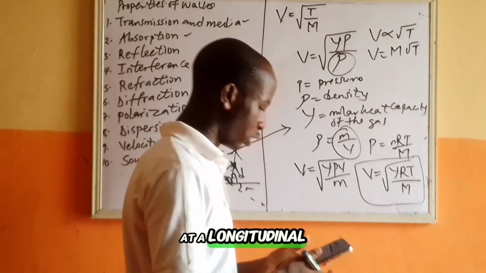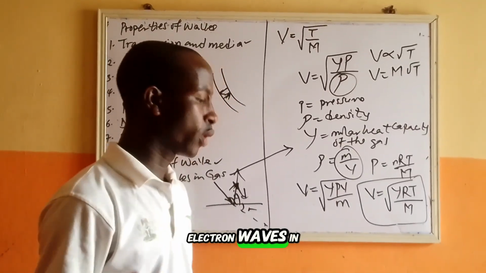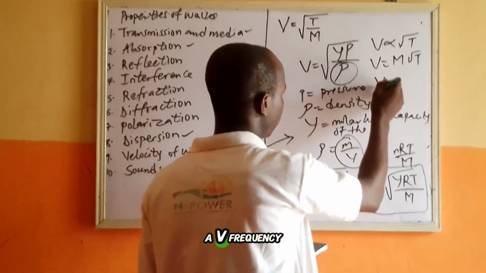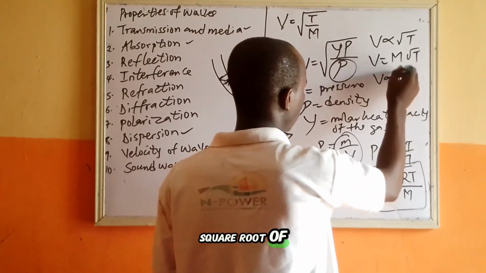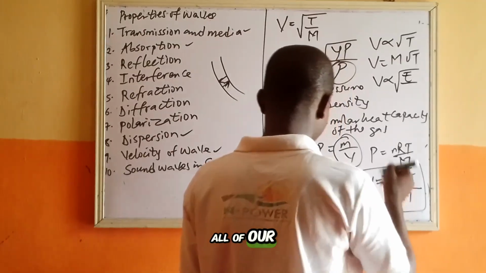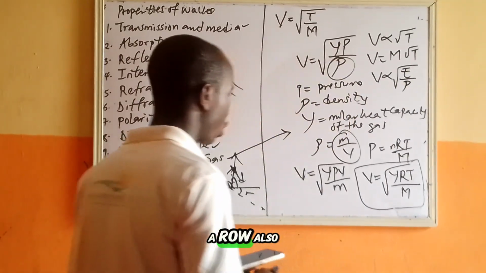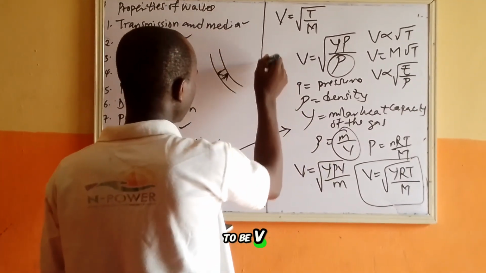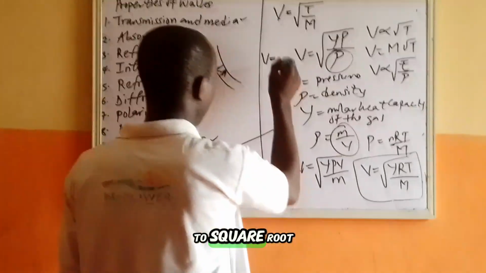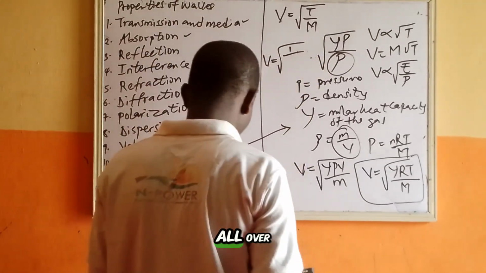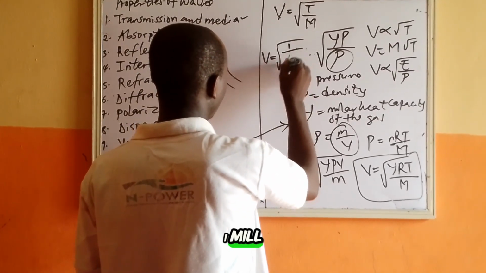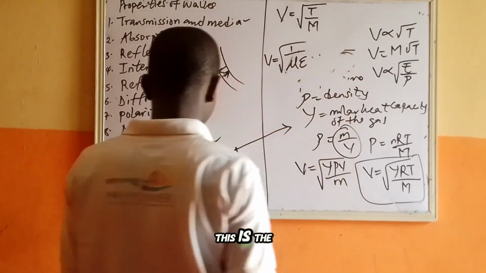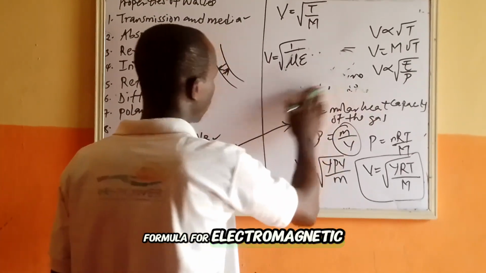Also, let's look at longitudinal waves in solid. If you have to find the wave velocity inside a solid, the formula is v equals the square root of E all over density, rho. Also, electromagnetic waves in solid, that will be v equals the square root of 1 all over mu multiplied by epsilon. So this is the formula for electromagnetic wave in solid.